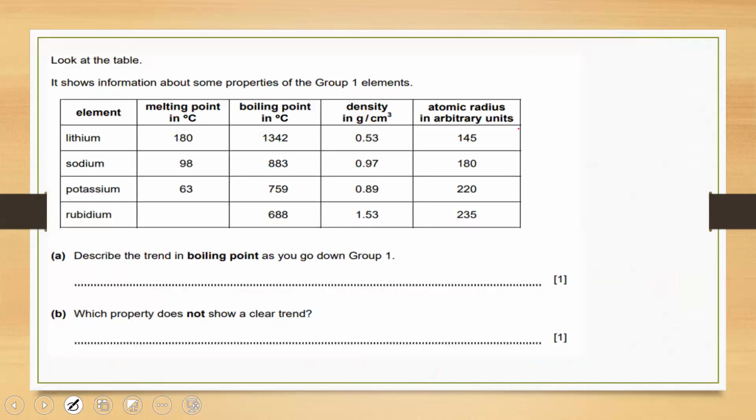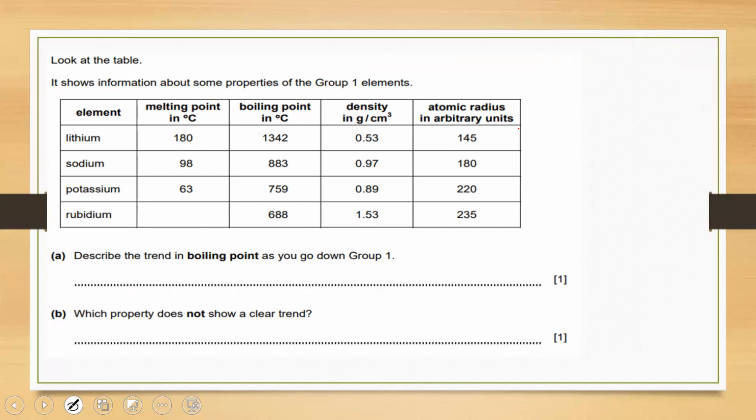Now let's move on. This question has to do with density. Density falls under both your physics component and your chemistry component. You are given some information about a property of group 1 elements, and you have to describe the trend in boiling point as you go down group 1. We are not yet at density.